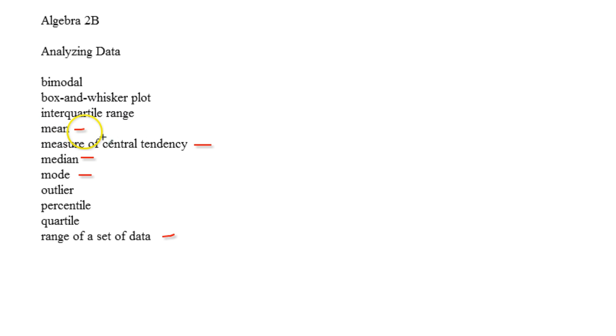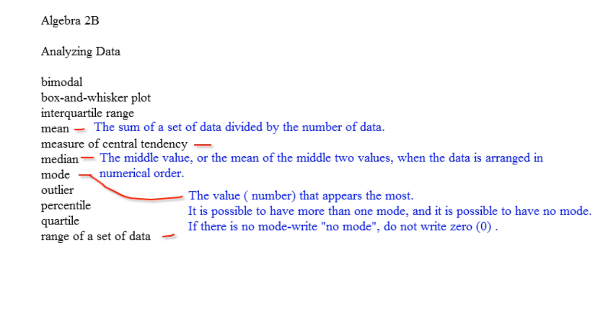Okay, so mean, median, and mode we'll just define real fast. Mean is the sum of a set of data divided by the number of data. So if you have 5 data points, you add up all 5 data points and you divide by 5.